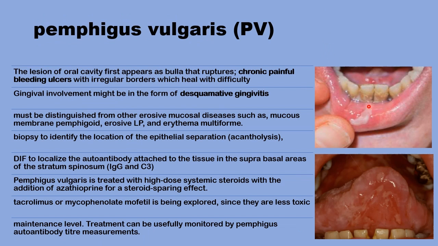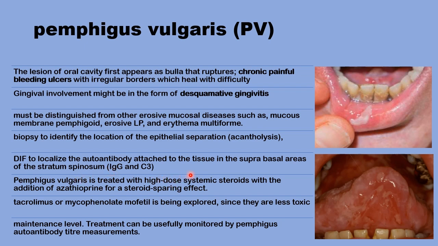Clinically, the patients with pemphigus vulgaris would have these large, shallow ulcers and sometimes desquamative gingivitis. The differential diagnosis would include the other forms of erosive mucosal disease, such as mucous membrane pemphigoid, erosive lichen planus, and erythema multiforme. They can be distinguished by a biopsy to identify the level of separation of the epithelium. This is an acantholytic type of lesion, and also direct immunofluorescence to localize the autoantibodies attached to the tissues in the suprabasal areas of the stratum spinosum.